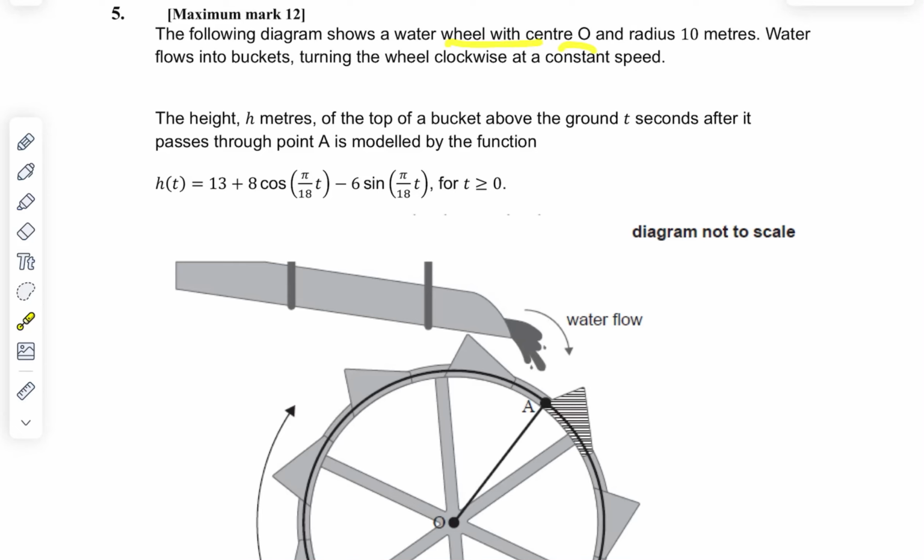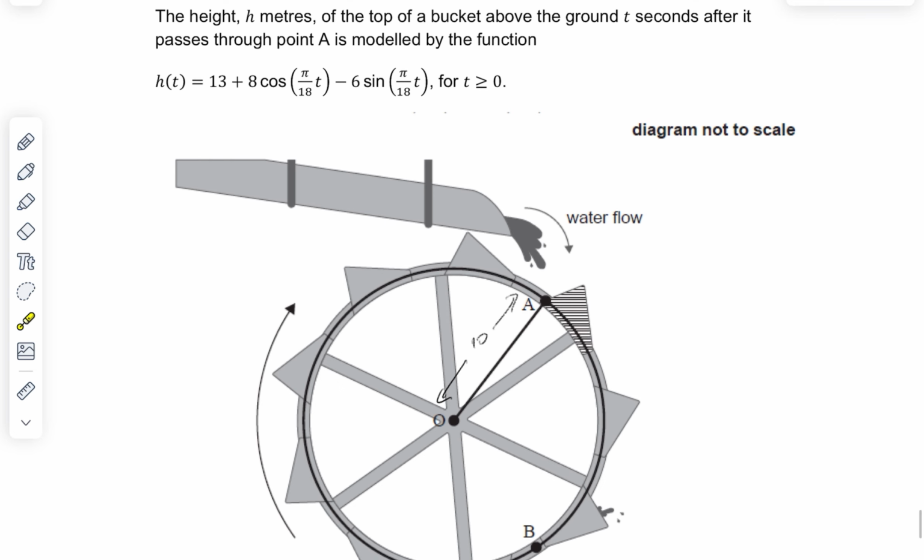We have a water wheel, center O, radius 10 meters. Let's mark that on so remember what that is. 10 meters is that distance there. Water flows into buckets, turning it clockwise, so the wheel goes this way.